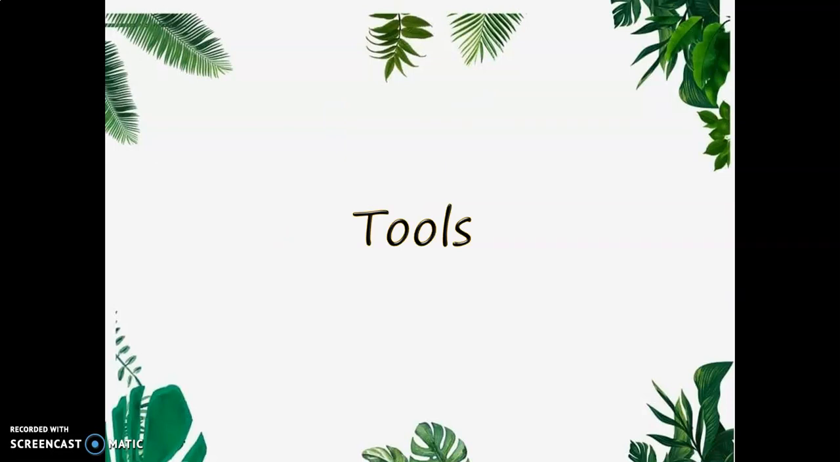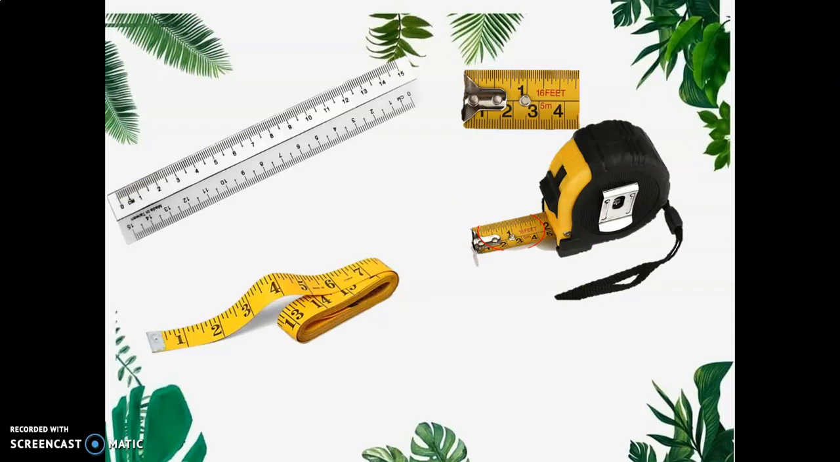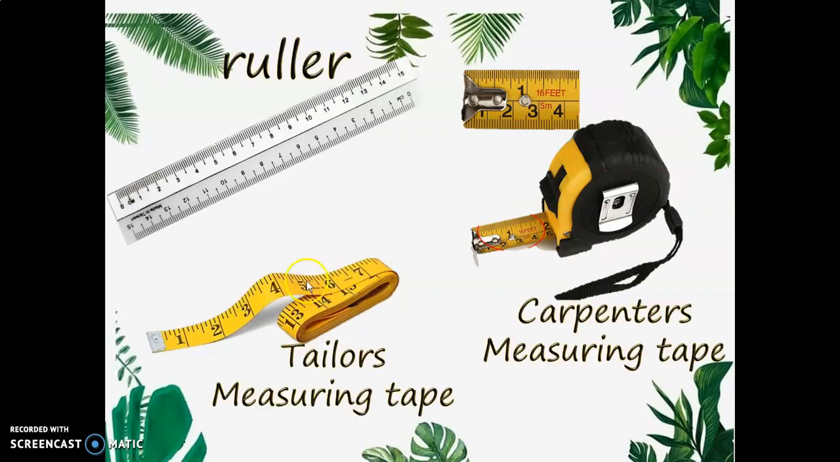Okay. What are the tools to measure length? This is some example that can be used to measure length. Ruler, you always use this. This is a tailor's measuring tape. Ini adalah pita pengukur bagi tukang jahit. And this is a carpenter's measuring tape. Yang ini untuk tukang kayu lah. Biasanya ayah kita ada kat rumah. Right? So, these three tools can be used to measure length.